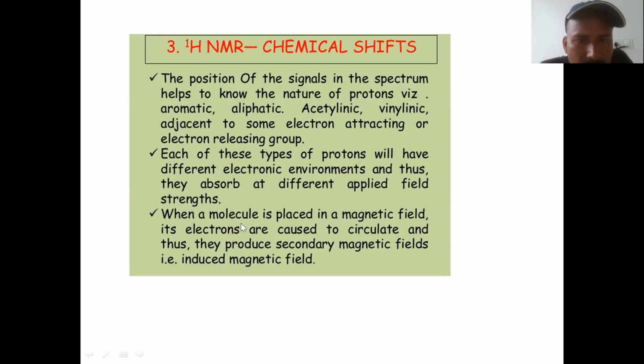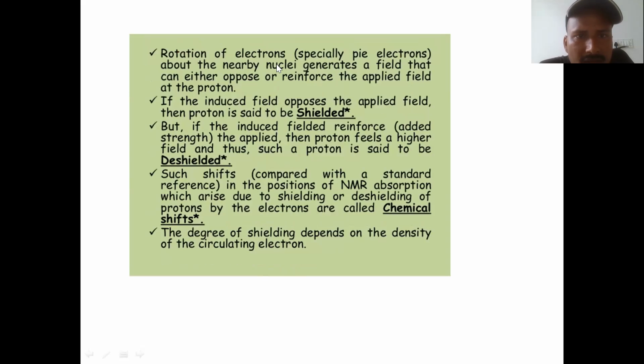When a molecule is placed in a magnetic field, the electrons are caused to circulate, and thus they produce a secondary or induced magnetic field. Rotation of the electrons, especially pi electrons, about the nearby nuclei generates a field that can either oppose or reinforce the applied magnetic field at the protons. If the induced field opposes the applied field, then the proton is said to be shielded. This is very important.